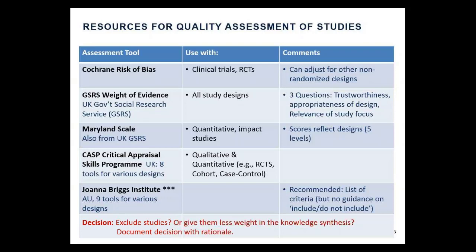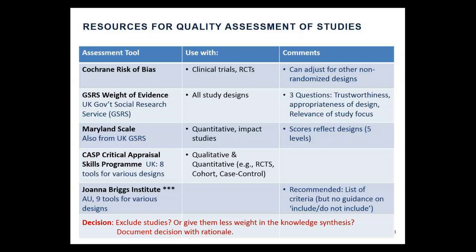And really, there are these 5 levels. All they're representing is the design, really. Think of it like a hierarchy of evidence. CASP has 8 different tools for different designs, both qualitative and quantitative, and that's one that students will often go to for appraising their qualitative studies.